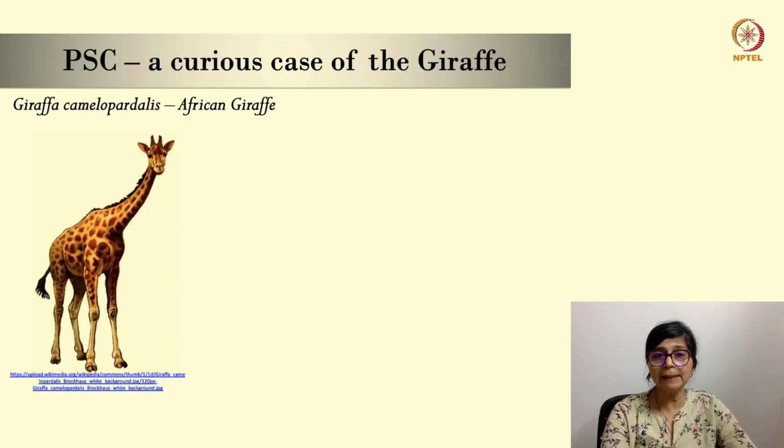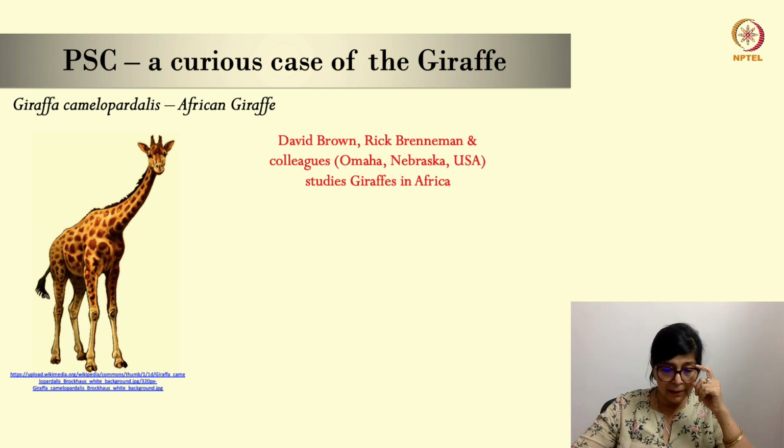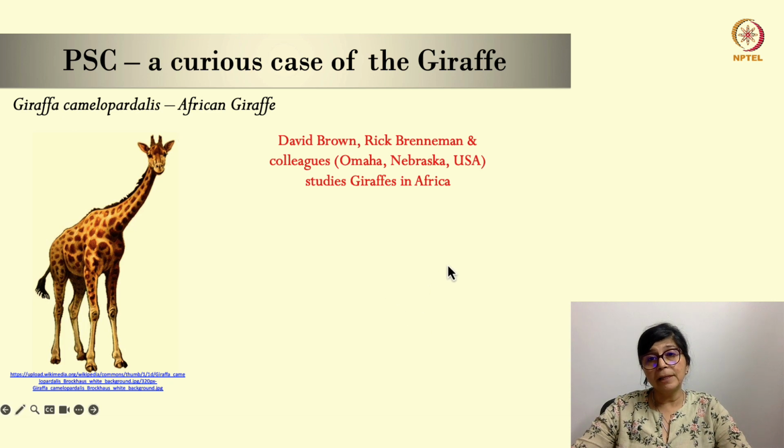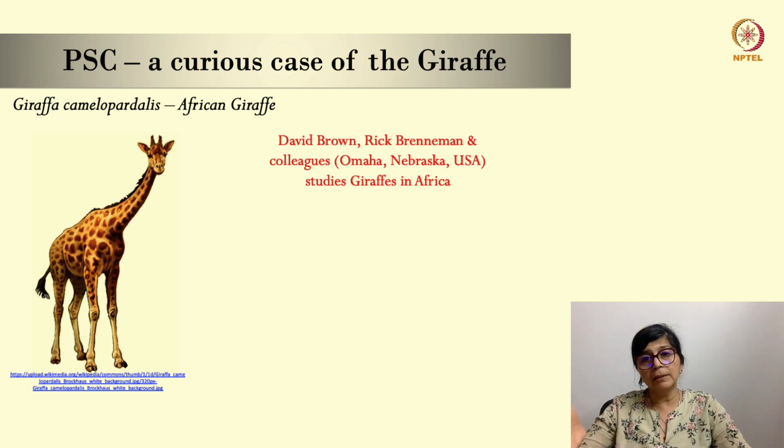So we will take a fantastic example of the African giraffe. The scientific name is Giraffa camelopardalis. This was a study done by David Brown and Rick Brenneman. David Brown is from the zoo in Omaha, Nebraska in the US. They both started studying the giraffes in the zoo, and this variation in these animals caught their eyes, and they started studying them in a more critical way.